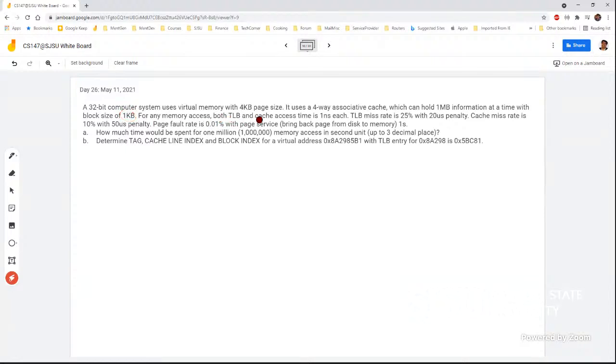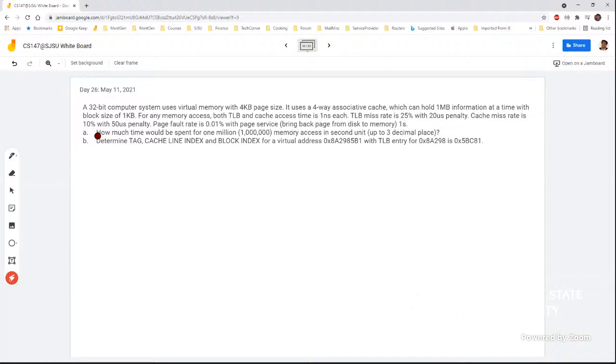For a memory access, both the TLB and the cache access time is 1 nanosecond. So we access the TLB to translate the virtual address to a physical address, and then we access the cache with the corresponding physical address. TLB miss rate is 25% with a 20 microsecond penalty, and cache miss rate is 10% with a 50 microsecond penalty. These are just some made up numbers, by the way. Page fault rate, let's say it's 0.01%, with the page service, that is bringing the page from the disk to memory, taking 1 second.